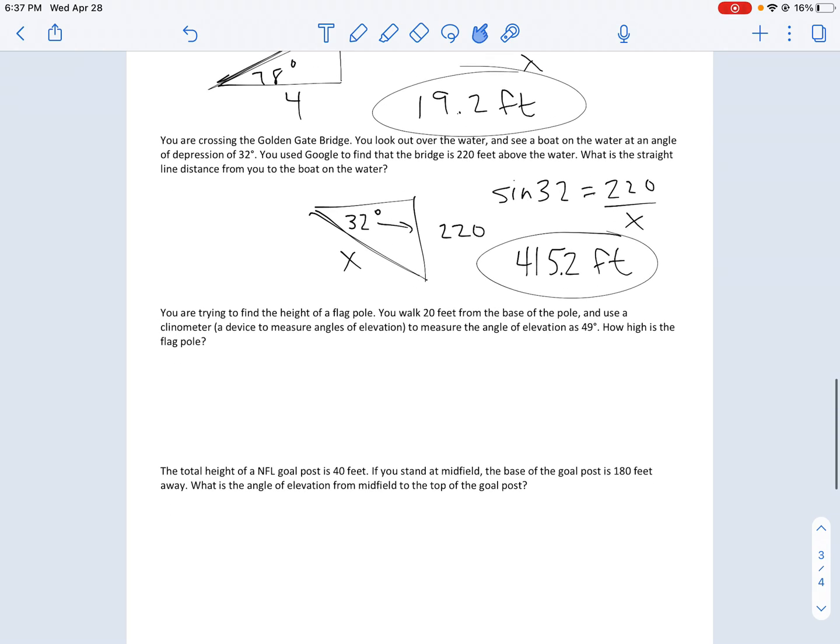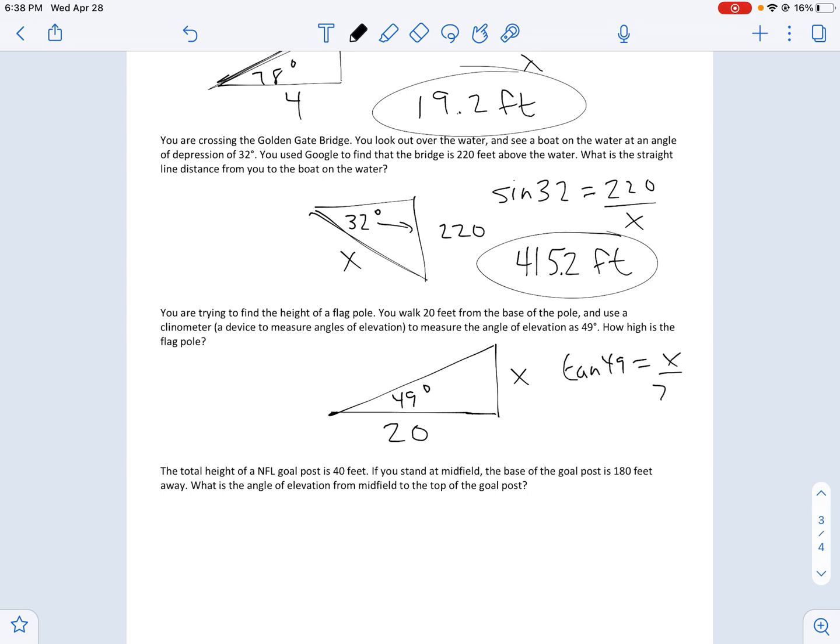All right, you are trying to find the height of a flagpole. You walk 20 feet from the base of the pole and use a device to measure elevation, and you find that the angle of elevation is 49 degrees. How tall is the flagpole? All right, so it looks like we're going to get tangent of 49 equals opposite over adjacent. Looks like it's going to be 23.0 feet.